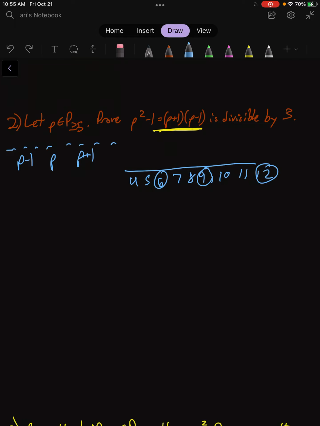So the only way a prime could be divisible by 3 is if that prime is 3. But in this case, we're limited to the primes that are bigger than or equal to 5. And that's a big hint right there. If we just said p is a prime, then this would actually be impossible to prove, because p could be equal to 3, and 3 squared minus 1 is 8, which is not divisible by 3. So we'd have a counterexample, and we could disprove the claim.